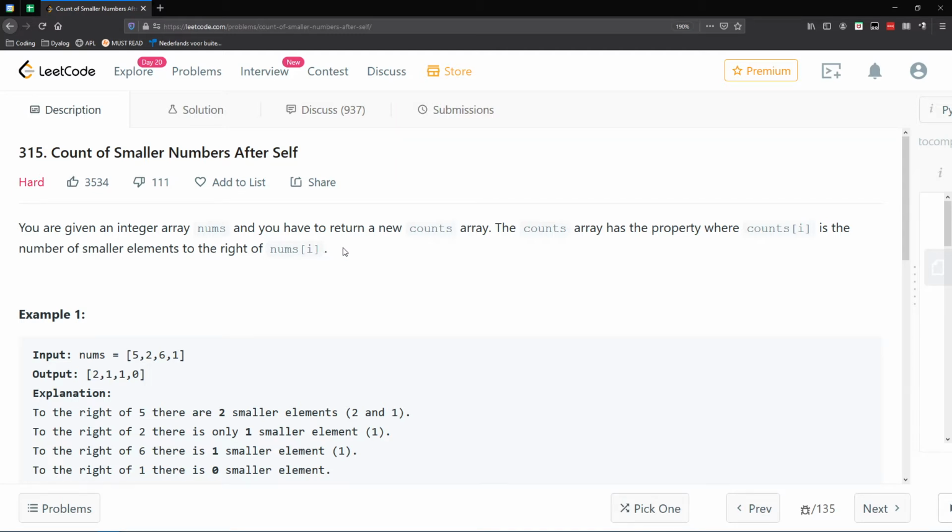And so what this says in here is that, sorry about that, we have this array of numbers and we have to return a new array of counts. And this array of counts is defined in such a way that each position of the counts array gives the amount of numbers that are smaller than the corresponding number to the right.